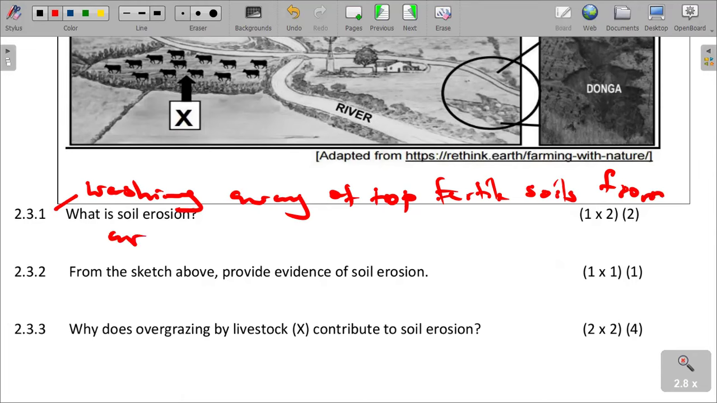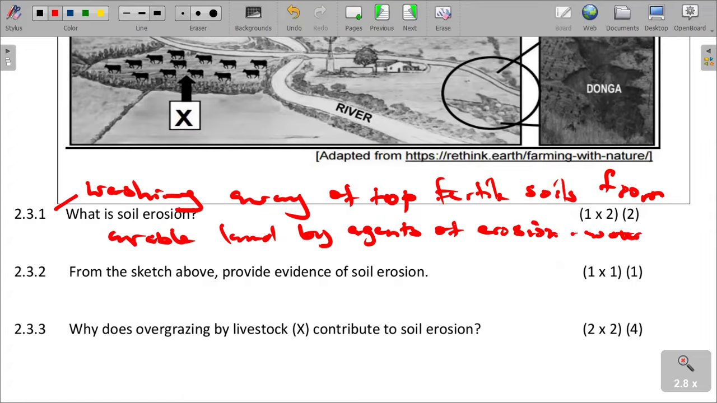From arable land by agents of erosion. This can be by water, by wind, or by ice. We are saying that is erosion, washing away of topsoil from arable land by agents of erosion. We call that soil erosion.